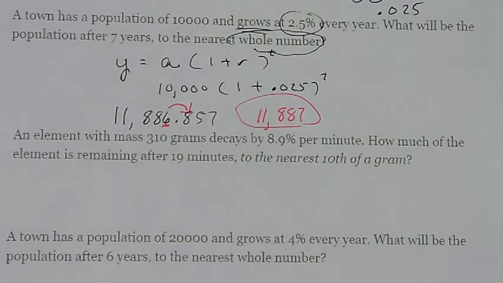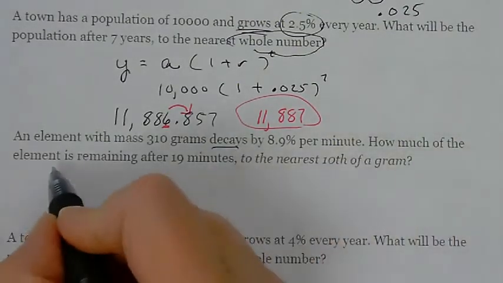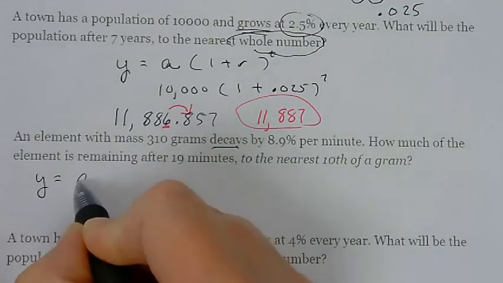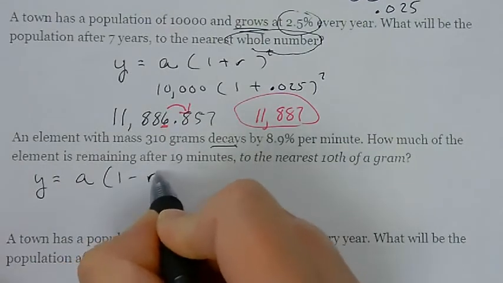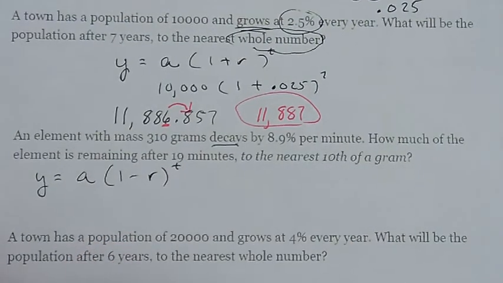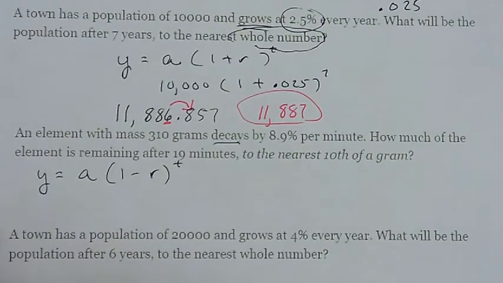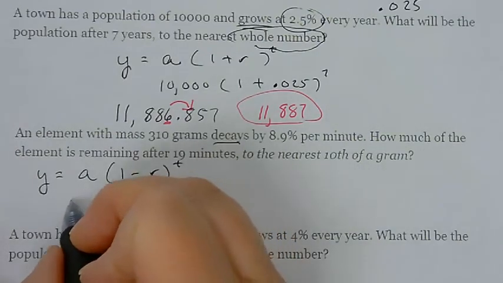Okay, let's look at the next one. An element with 310 grams decays at 8.9% per minute. How much of the element is remaining after 19 minutes? So this one decays, so I'm going to use the decay factor, y equals A times 1 minus r to the t. The starting number of grams that we have is 310.